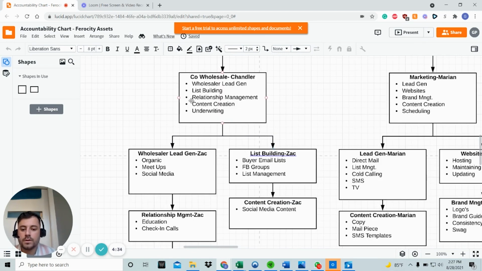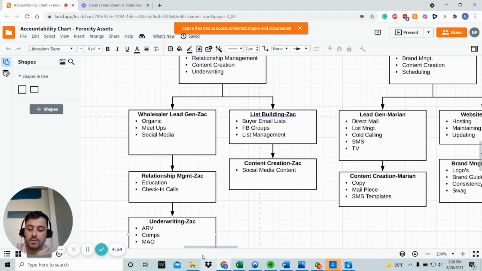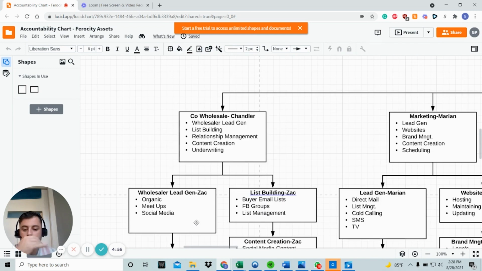But you can see Chandler's accountable. Again, everyone whose names are here are accountable, not necessarily that they're doing it. Like Chandler's not doing anything with wholesaling, but he's holding Zach, who is doing it, accountable. So you can see under here, Zach has to get wholesaler leads, list building, content creation, relationship management, getting on calls with people, and underwriting for himself. He has to do that, Zach. So again, that's for the wholesale department.